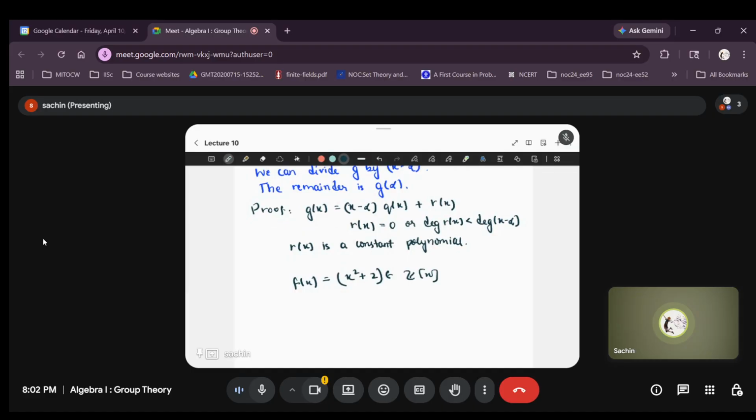But they are not actually polynomials. They are equivalence classes containing polynomials. Similar to how Z mod 3Z is not made up of numbers 0, 1, 2, 3 up to n minus 1. It is the equivalence class containing 0 and the equivalence class containing 1.